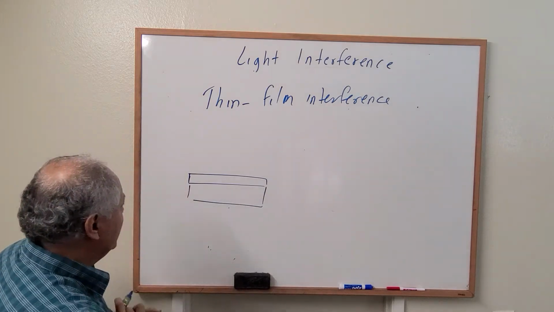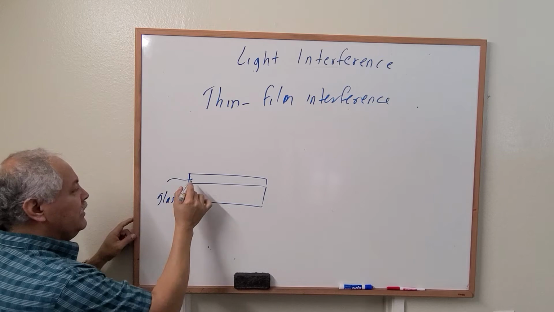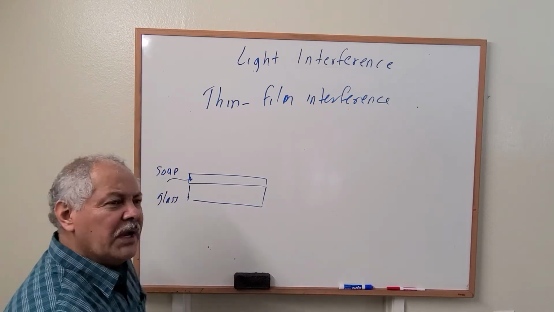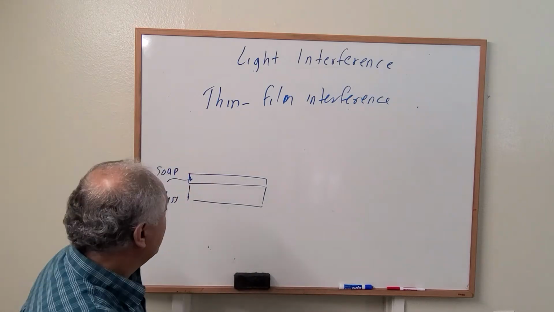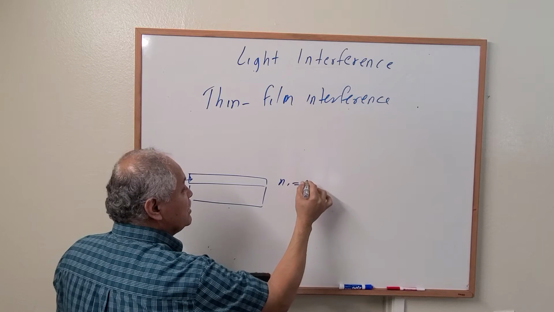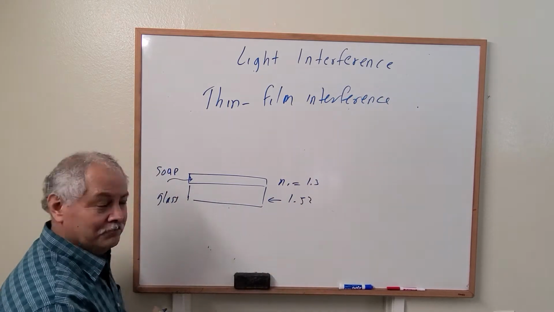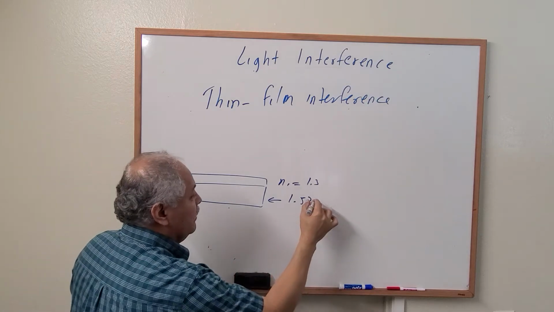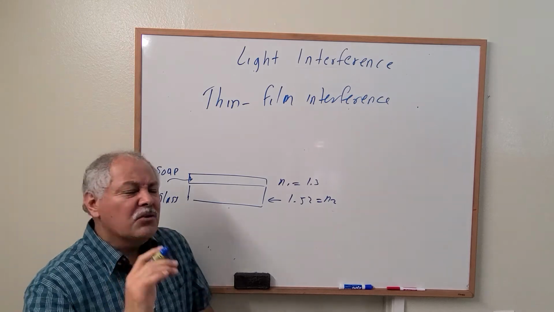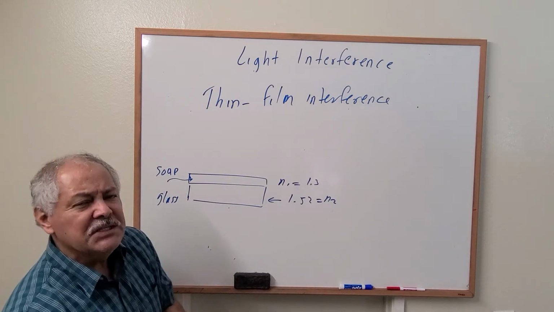Let's do it. Imagine that we have glass right here, and right here is a film, let's say soap. Now let's play with the index of refraction. For soap, the index of refraction, let's say n1, is about 1.3, and for glass, n2, it is about 1.52. Now, let's use this condition to work with these situations.